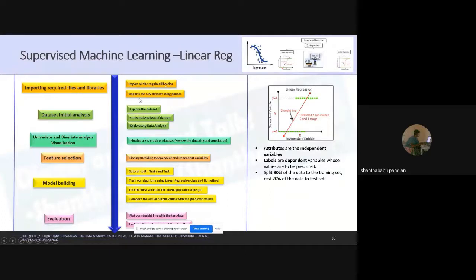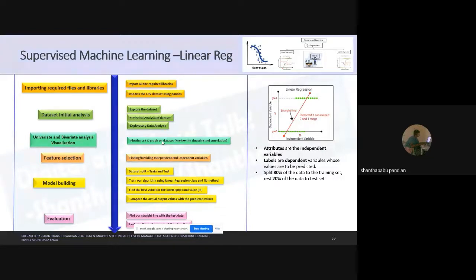That's very, very important. Then the data set initial analysis: you're supposed to explore the data, do the statistical analysis of the data set, and do the exploratory data analysis. All this work you are going to do. In the same way you can do the univariate and bivariate visualization graphs, so that you can understand how all the features are related to each other. That's very, very important. And then the feature selection. Feature selection is nothing but finding and designing the dependent and independent variables, and how we can select them.